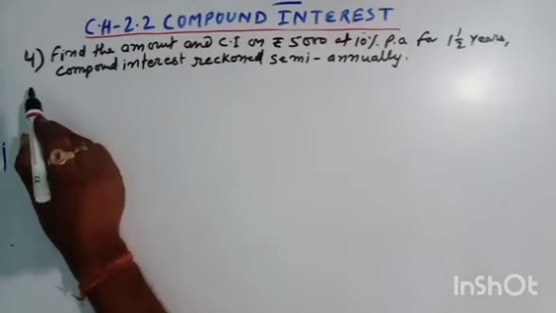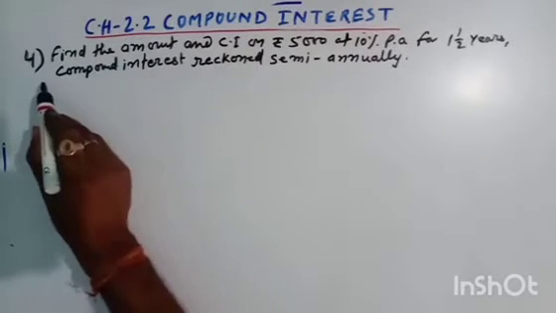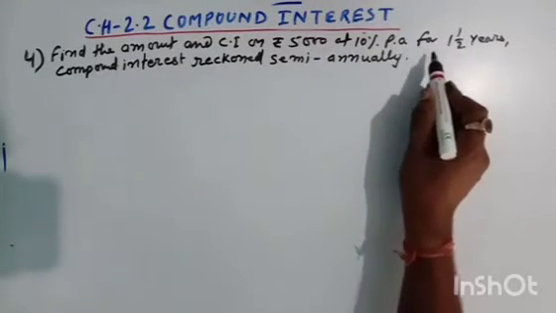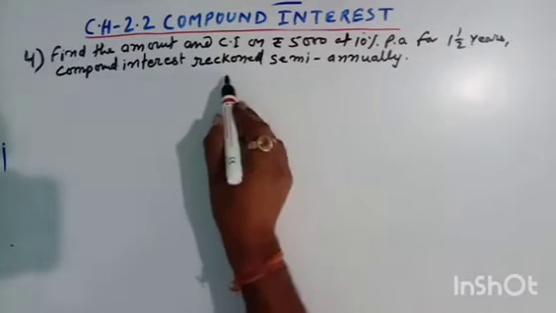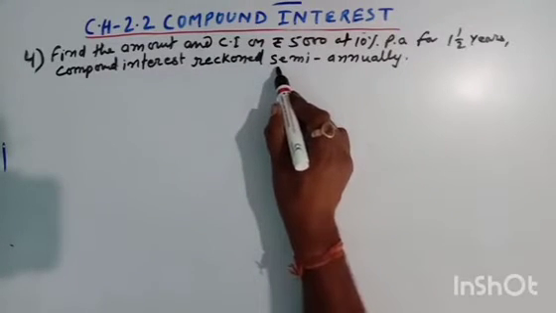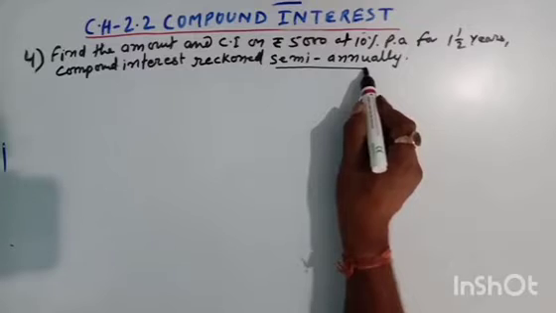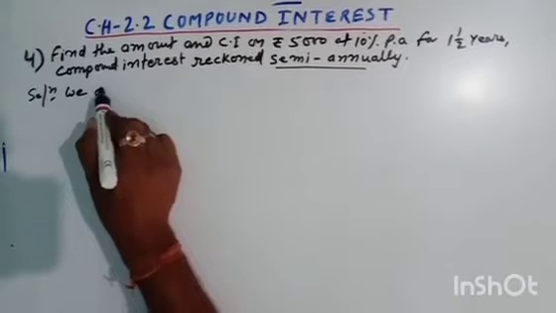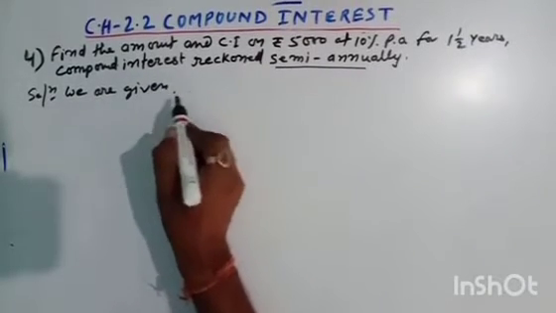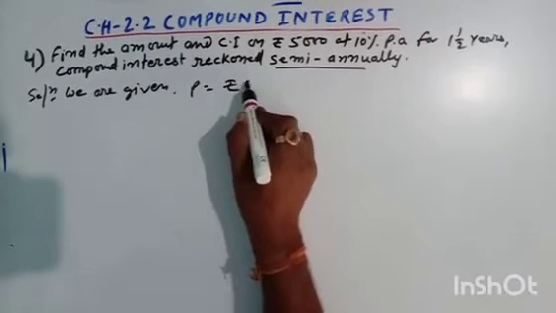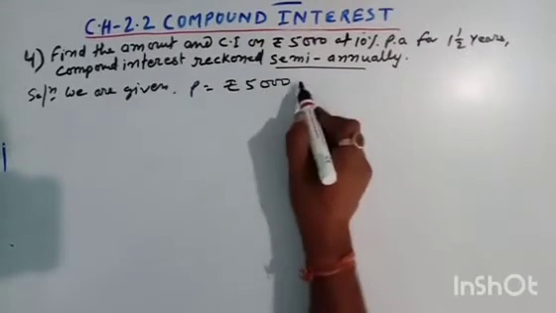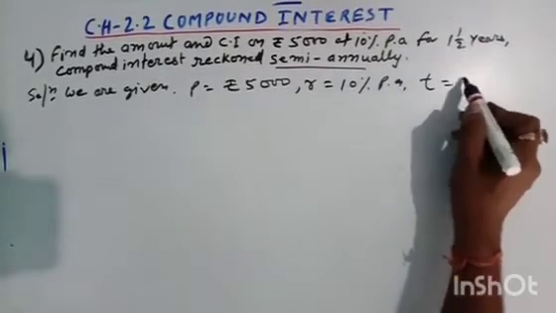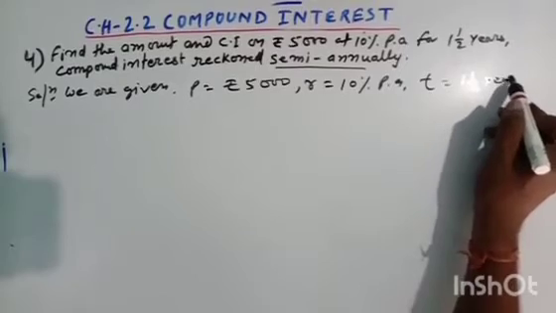Now question number 4 of your book, exercise number 2.2. The question is, find the amount and the compound interest on rupees 5,000 at 10% per annum for 1.5 years, compound interest reckoned semi-annually. Here the compound interest is reckoned what? Semi-annually. You know what to do here. So first you write what we are given. We are given the principal, that is rupees 5,000, then the rate, that is 10% per annum, and the time is given 1 whole 1 by 2 years.